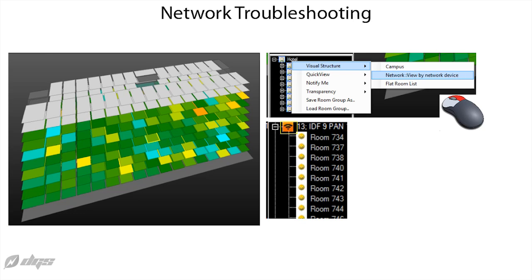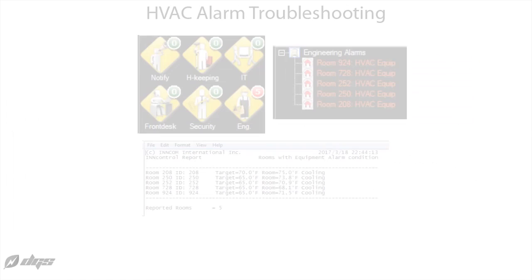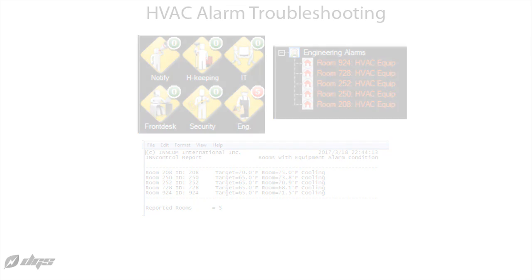If you see the router is communicating, indicated by an orange icon, but all the rooms listed on that router appear offline, yellow circle icons next to the room name, this could be caused by a damaged radio in the router. In this case, the router may need to be replaced. HVAC alarms are another common troubleshooting topic.